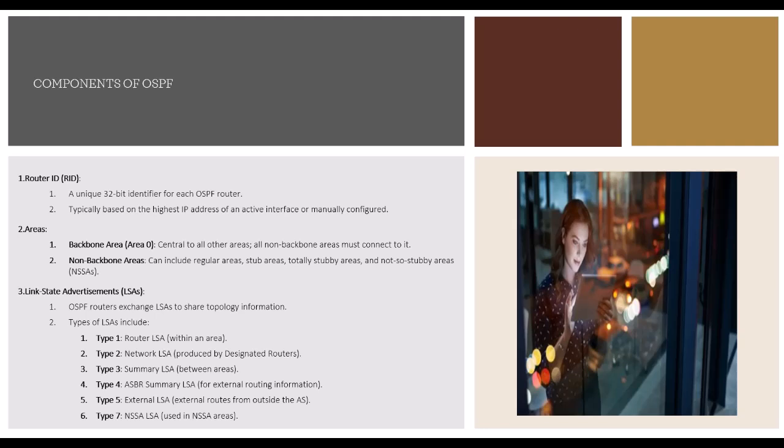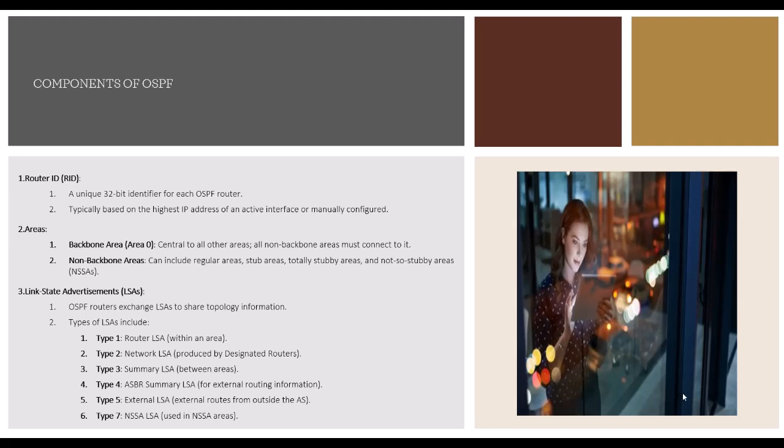OSPF uses areas, with the backbone area, which is also known as area 0. It is central to all other areas. All non-backbone areas must connect to area 0. Non-backbone areas can include regular areas, stub areas, totally stubby areas, and not so stubby areas. We have covered that in depth in our previous lectures.